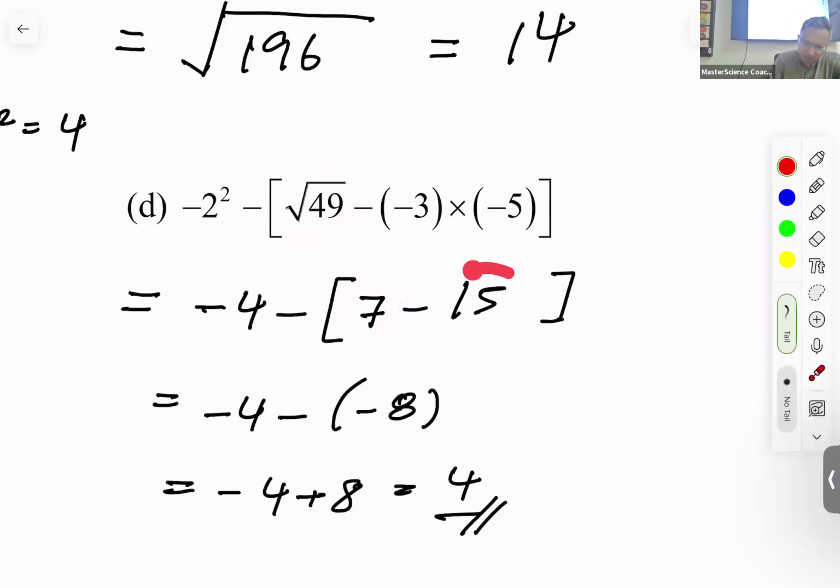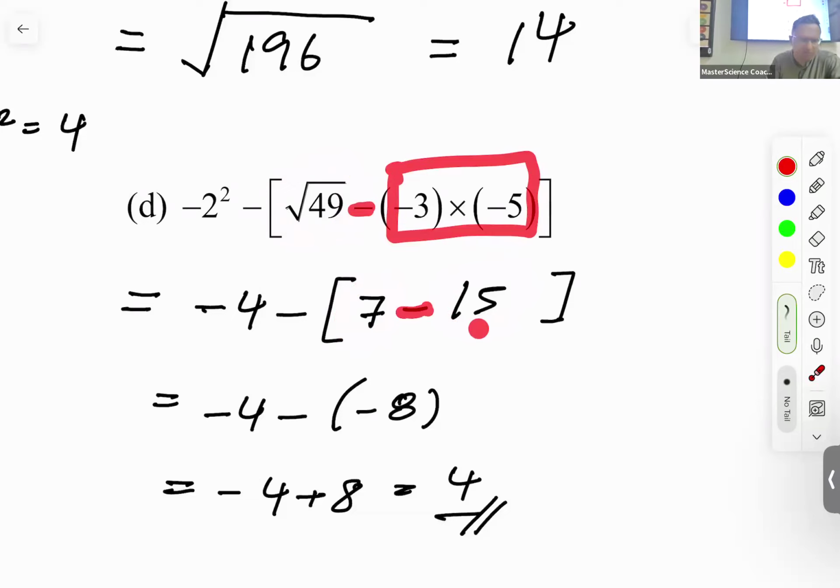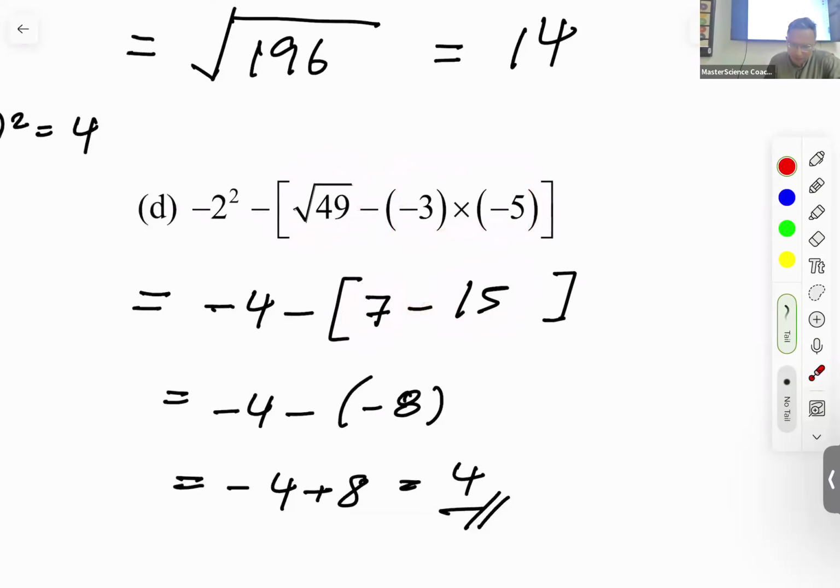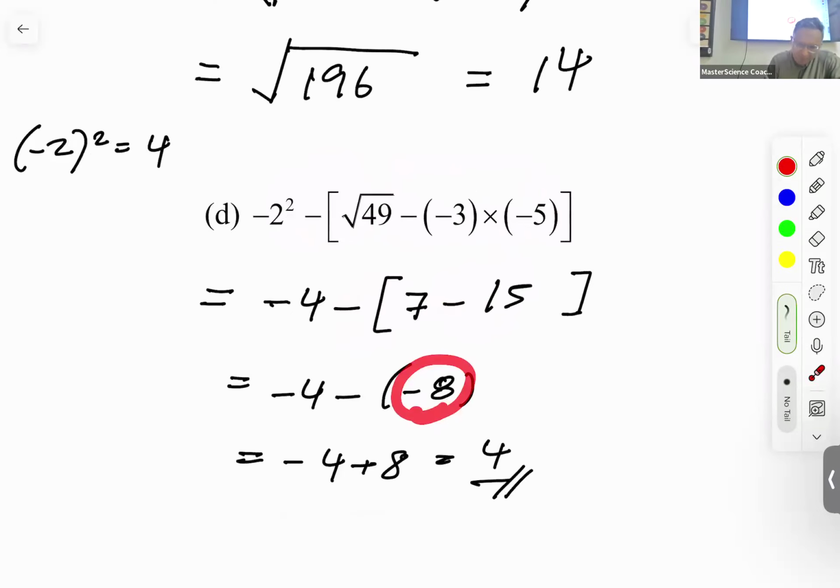Now, where did this 15 come from, Shafi? Yeah, the negative 3 times the negative 5 is positive 15. This in itself is positive 15, but you have a minus here, that's why it becomes minus 15. Okay, so 7 minus 15 is negative 8. Negative 4 minus negative 8 is negative 4 plus 8, so this gives me 4.